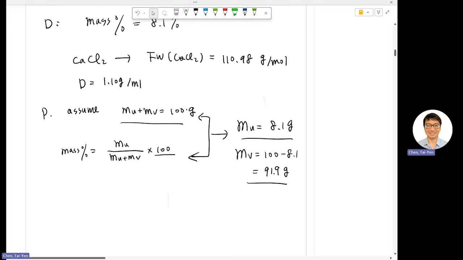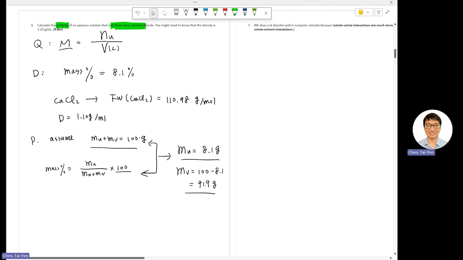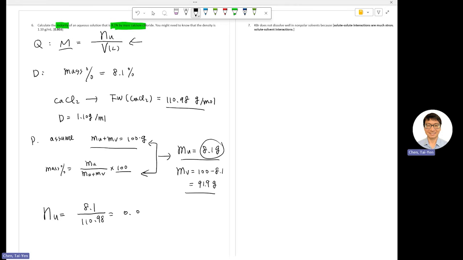So once you have this, then you look back at the things that you need. First, you need the mole of your solute, right? And we know the mole of your solute can be computed by the mass of the solute divided by the formula weight. Therefore, you can compute that first. Mole of your solute equals the mass of your solute, which is 8.1, divided by the formula weight, 110.98. That will give you a number of 0.073.